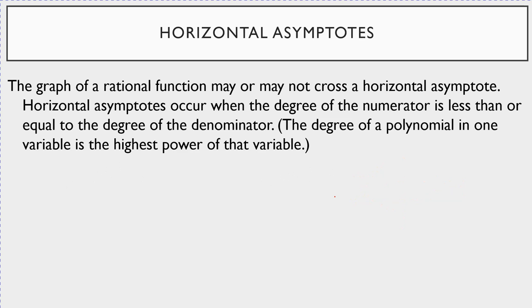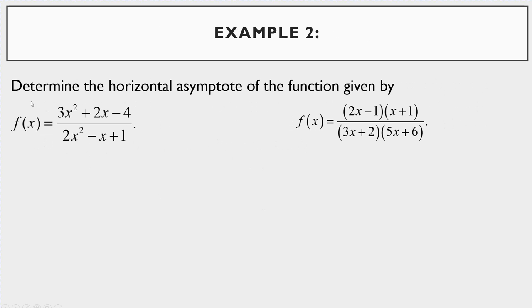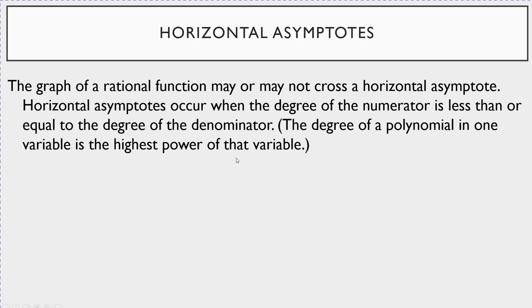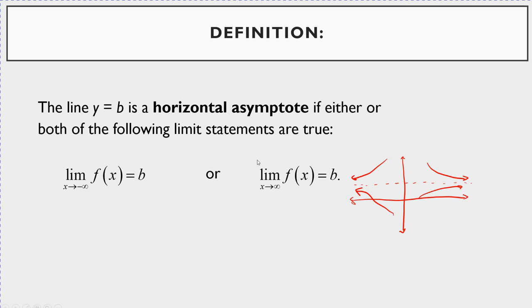Okay. And the trick first we'll do here is the graph of a rational function, and then I'm going to do two examples. I'll show you with the limit, and then I'll show you with the trick. So the graph of a rational function may or may not cross a horizontal asymptote. Okay, so what I mean by that is you can have the graph look like this. It can cross it, but eventually it's going to butt up against it.